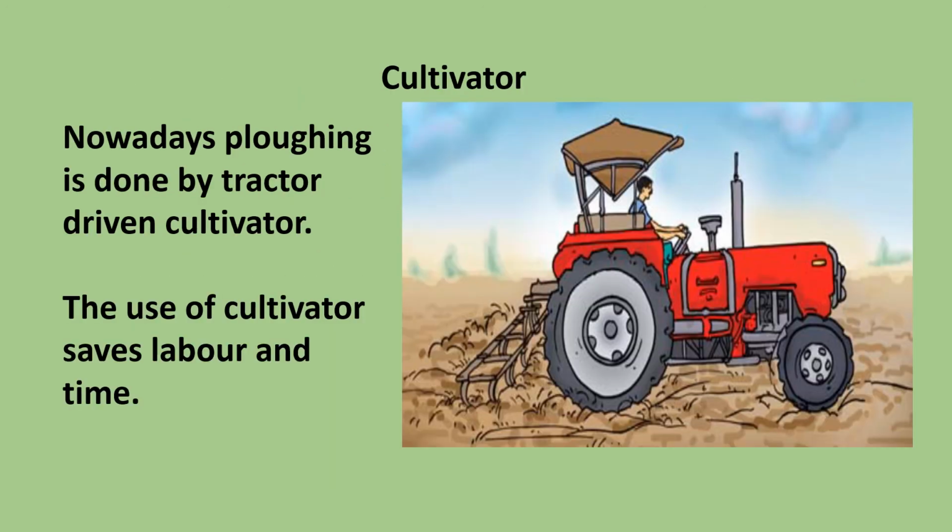Nowadays, plowing is done by tractor-driven cultivator. The use of cultivator saves labor and time. With that, we come to the end of the topic, preparation of soil. The next video will cover the sowing of seeds.